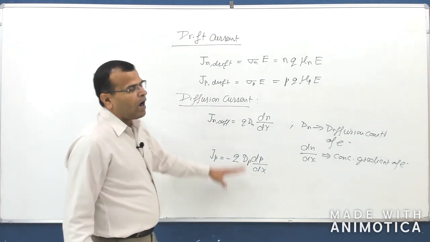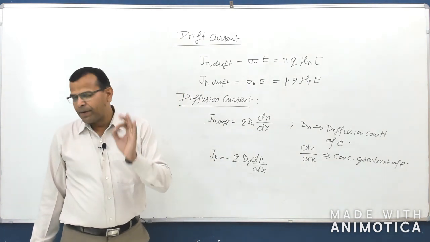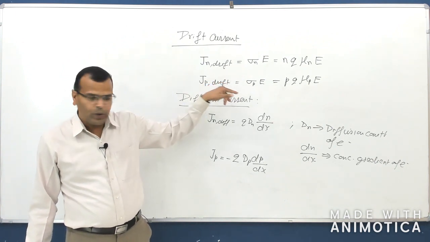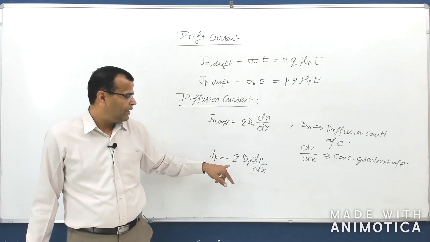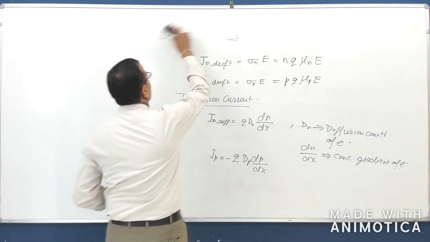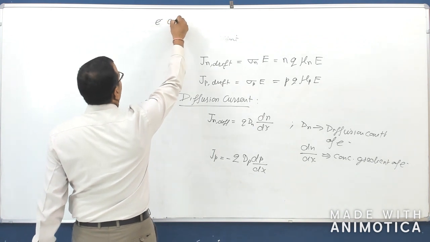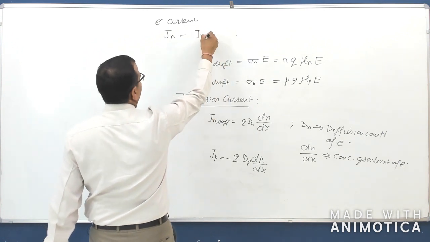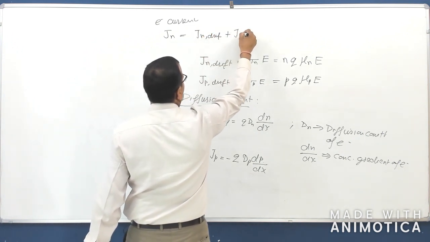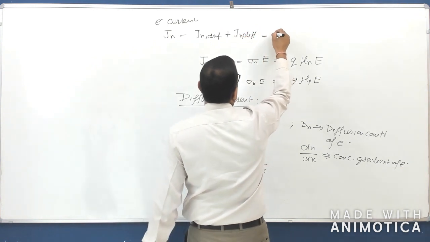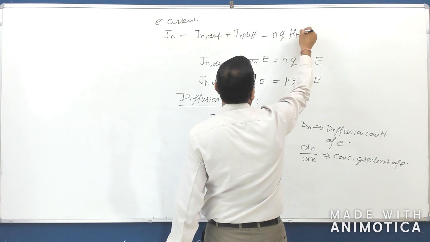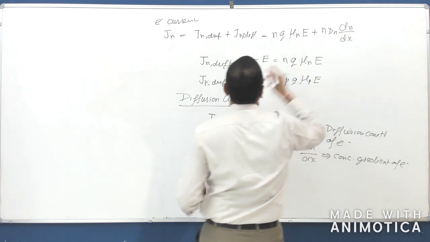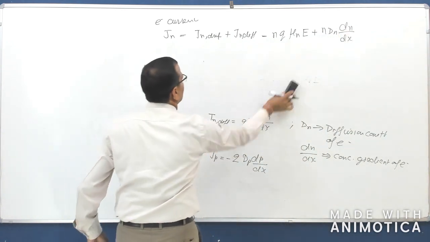So there are 4 components of current in semiconductors: drift current due to electrons, drift current due to holes, diffusion current due to electrons, and diffusion current due to holes. Now if you talk about electron current, the electron current in total can be written as Jn is equal to Jn drift plus Jn diffusion, and that is equal to n q mu n E plus q Dn dn by dx. That is your total current because of electrons.